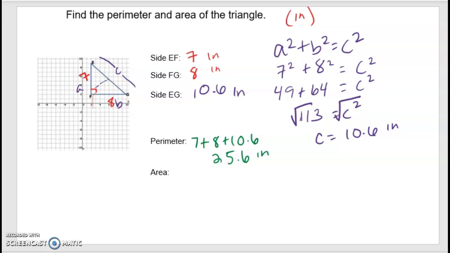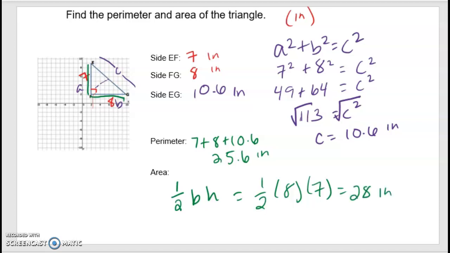Now the area is 1/2 the base times the height. The area of the triangle, especially when it's like this, is one of the easiest things that you can do, because the base is the bottom, which is my horizontal distance, and the height is this vertical distance, which we were just able to count. So it's going to be 1/2 times 8 times 7. You didn't even need the diagonal distance for the area, you just needed the counting distance. And that means that we have 28 inches squared. So your perimeter is 25.6 inches, and your area is 28 inches squared.